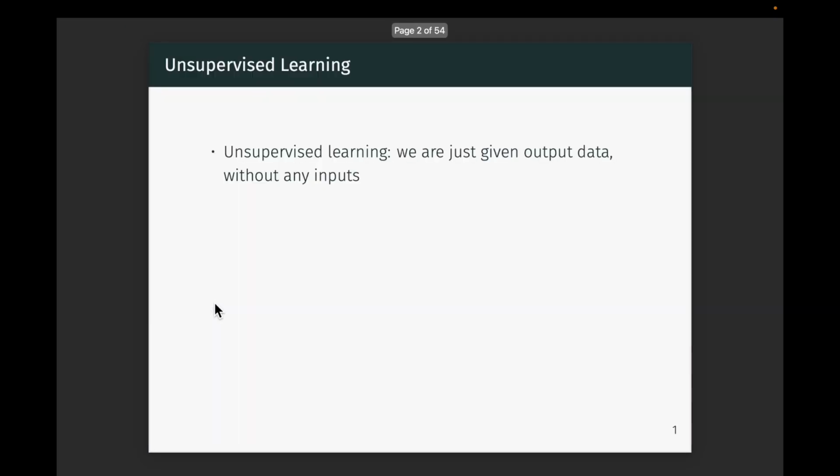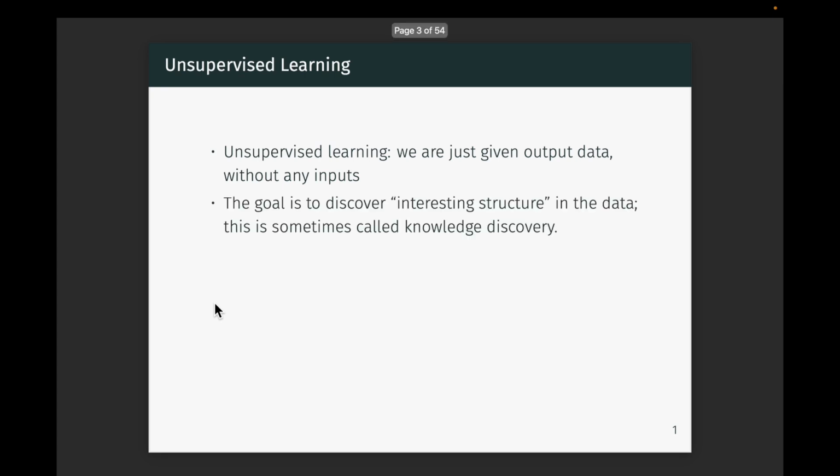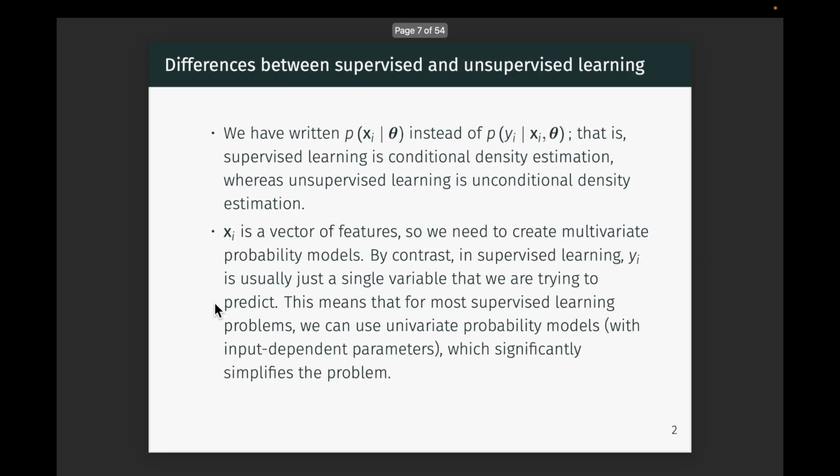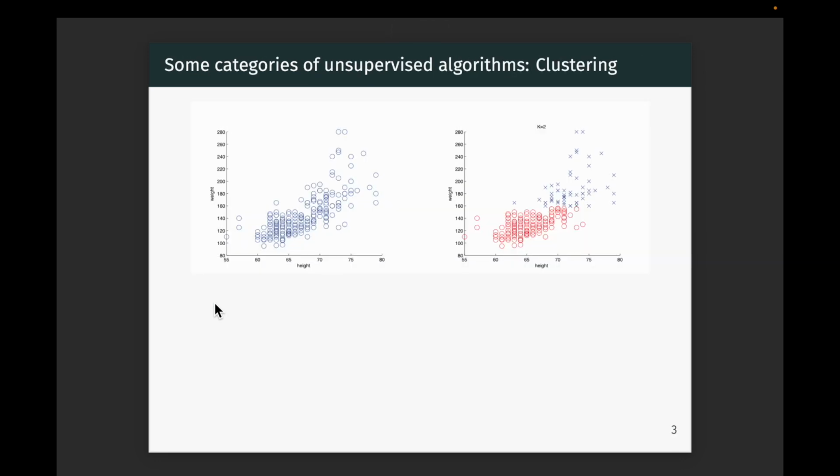So having discussed that, we will now be discussing unsupervised learning, where we are just given the output data without the input, or we are not given the labels explicitly, and we are trying to recover some structure from the data. So we will be looking at a few categories of unsupervised learning methods. The first one is known as clustering.